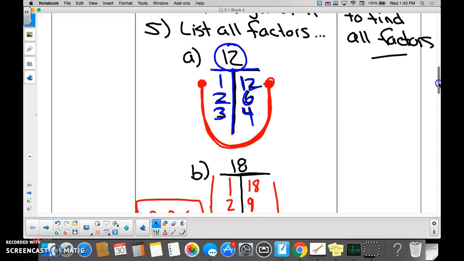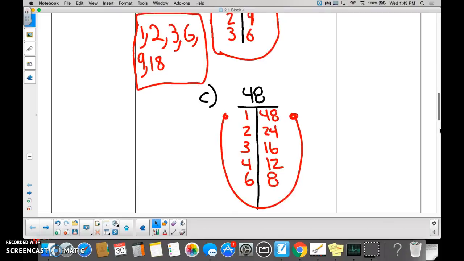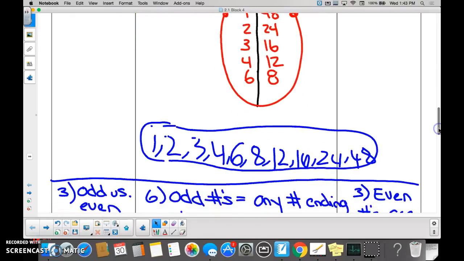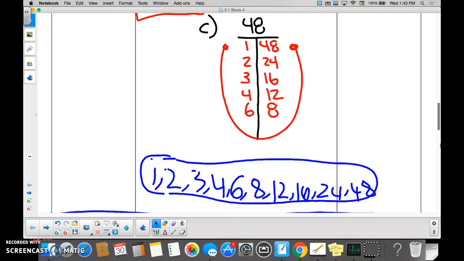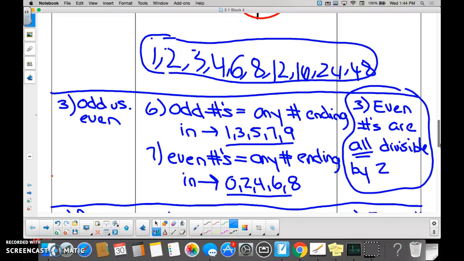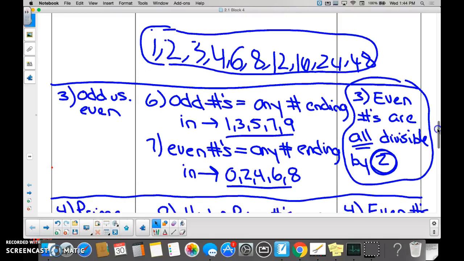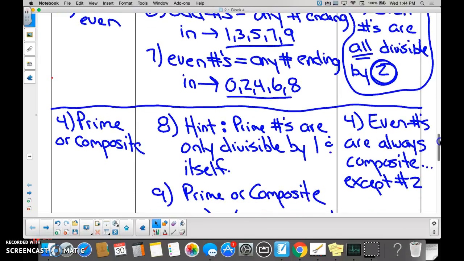So there's another example with B. There's another example with C. And then we slid on down here to odds versus evens. And we said, come on, that odd numbers end in this, and even numbers end in this. And then, I think we just talked about this as well, all even numbers are divisible by what? 2. Therefore, all even numbers are composite. Except the number 2, right?